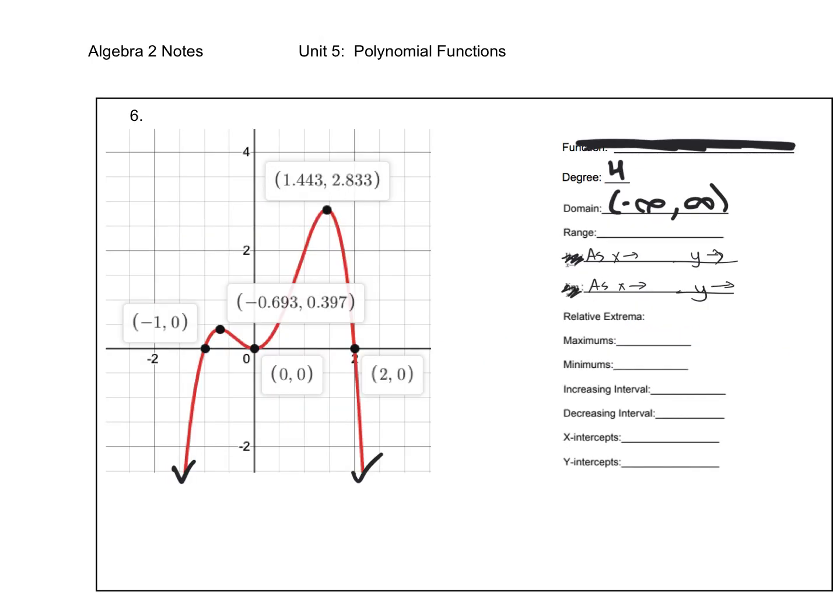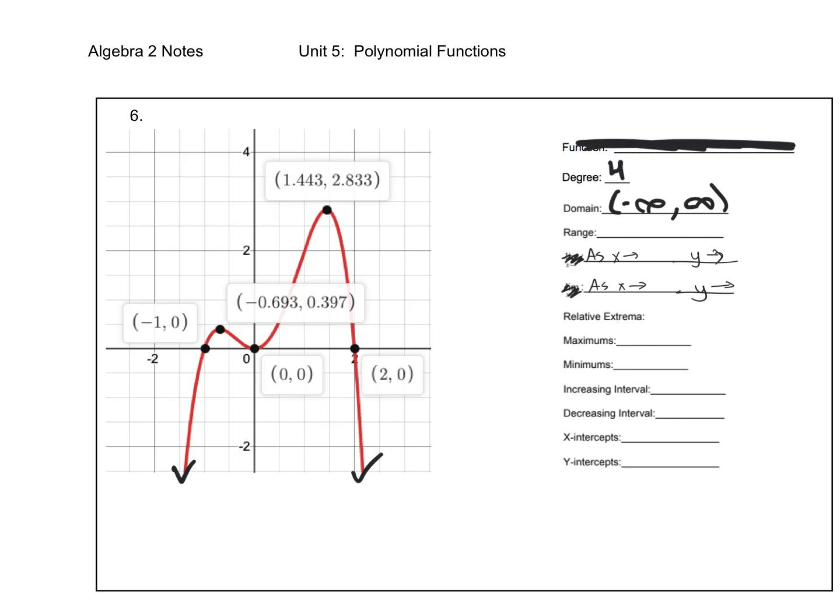So look at this last graph here, jumping to number 6. We can see that if we throw some arrows on here and extend it, this polynomial function is still going to go all the way left and all the way right. If we count the number of turns, it's going to turn a total of 3 times. So 3 plus 1 takes me to the degree of 4.